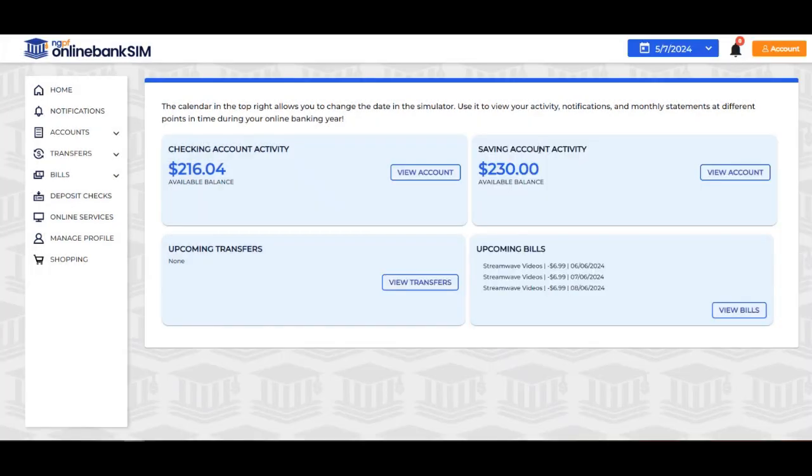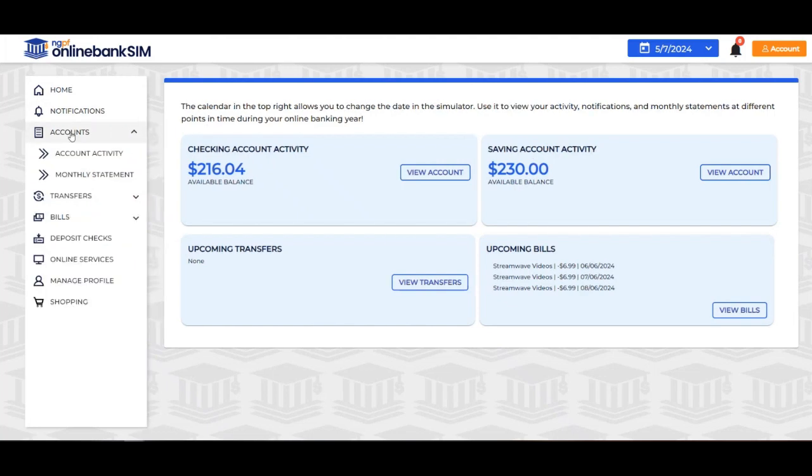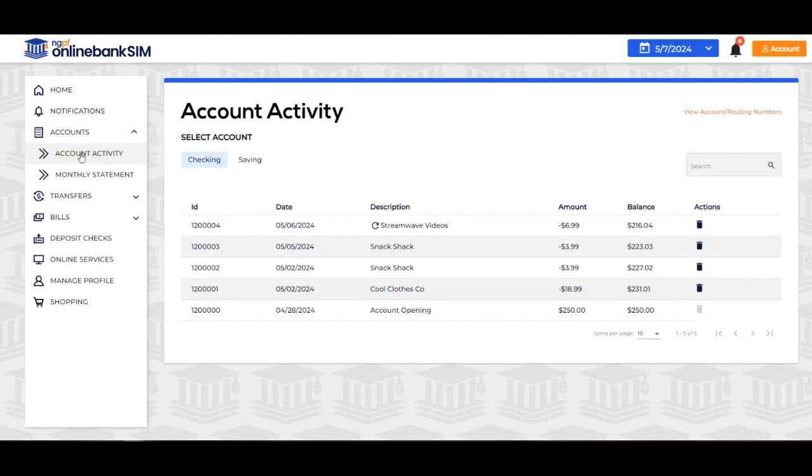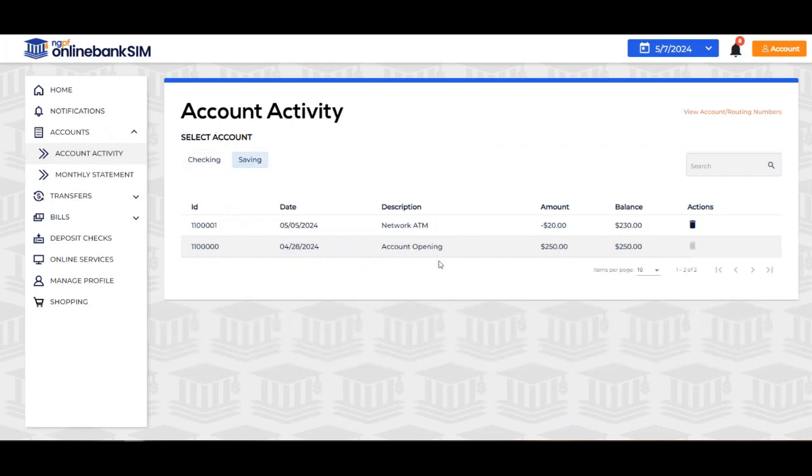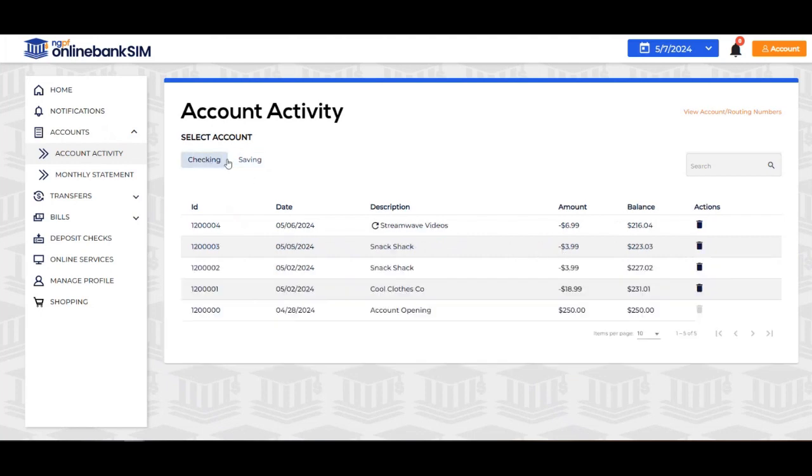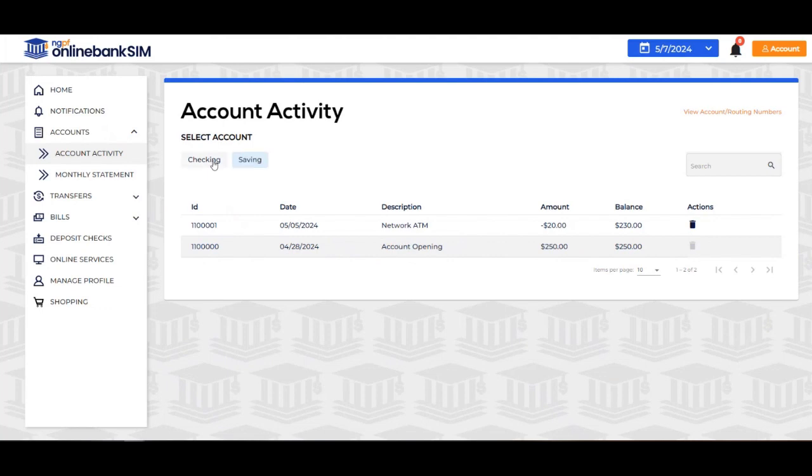You can see that we have a checking account and a savings account. You can see that we have $216.04 for our available balance in checking and $230 available balance in our savings. All right. However, if I go into my account activity, you'll see that by selecting checking account, moving back to the earliest date, I actually started with $250. And with savings, if I move back to the opening amount, that was $250 as well. So I can toggle between these two accounts.